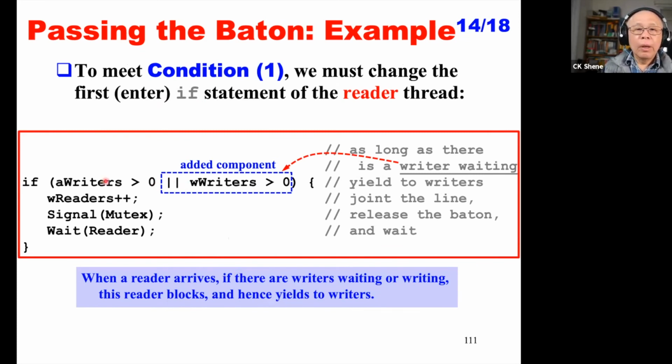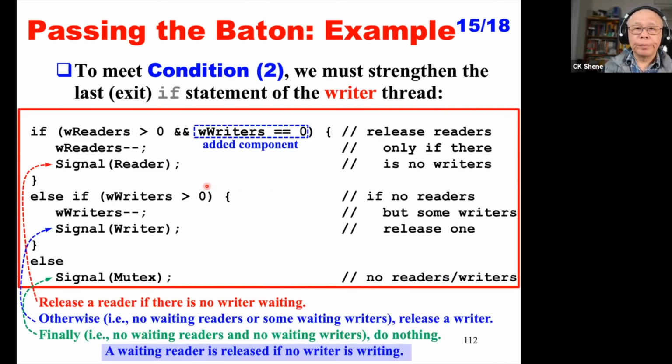Okay, so to meet condition one, we must change the entry section if statement to this one. If there are active writers, or there are waiting writers, this reader must wait. This is simple. This means when a reader comes in, if there are active writers, of course, it has to wait. Or if there are waiting writers, this reader must wait as well. Simple, right?